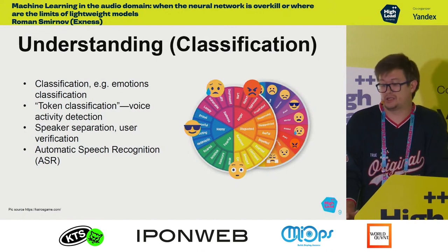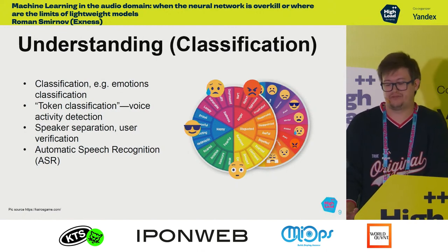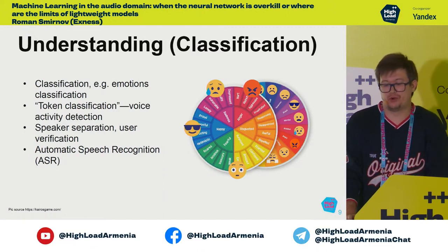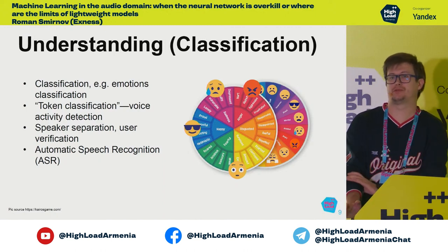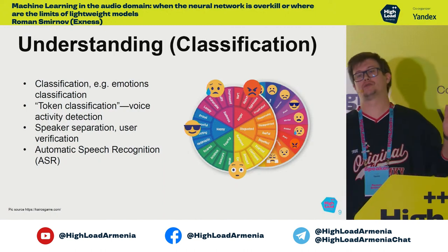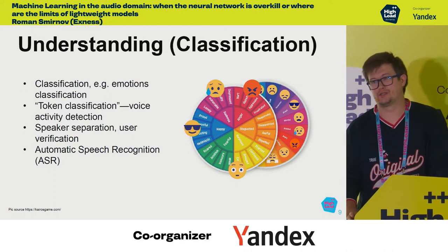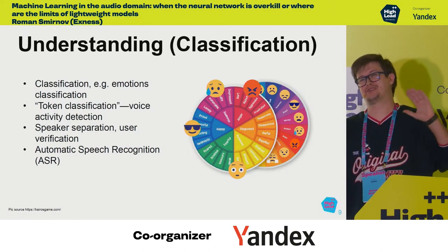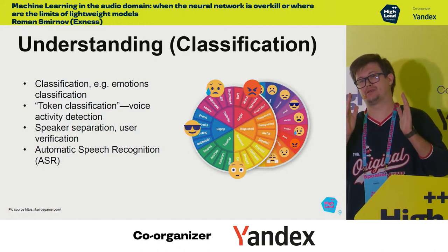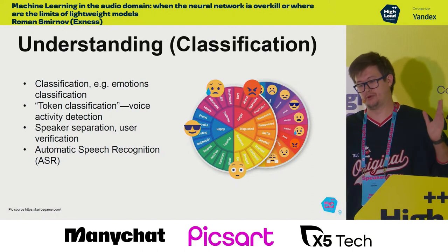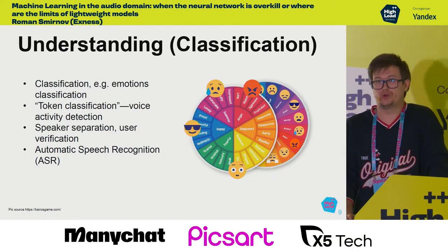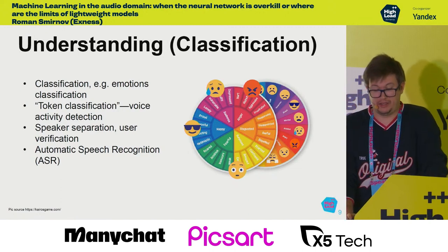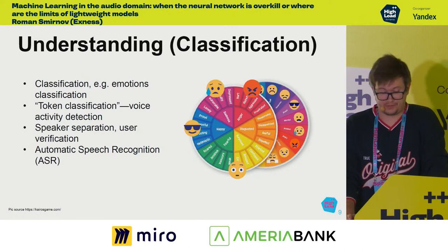Another task is token classification. Usually it's used for voice activity detection. It's, for example, the situation when we have a long audio sequence, where there are some noises, some birds, some cars riding somewhere, and small parts with speech, with some person speaking about something. And we want to extract exactly the part where the person is speaking. This task is called voice activity detection.